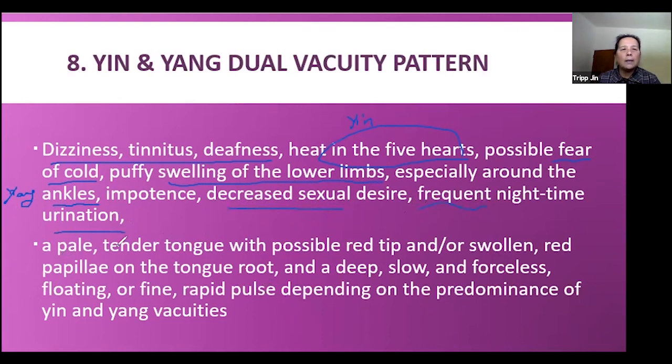So the tongue depends. If more yang deficiency, the tongue will be more pale. If more yin deficiency, the tongue may be red. So it totally depends on the situation. And the pulse is a deficiency kind of pulse, and may be floating. Yang deficiency may cause a floating pulse. And maybe a thin rapid pulse. So it still depends on which kind of deficiency is more severe.